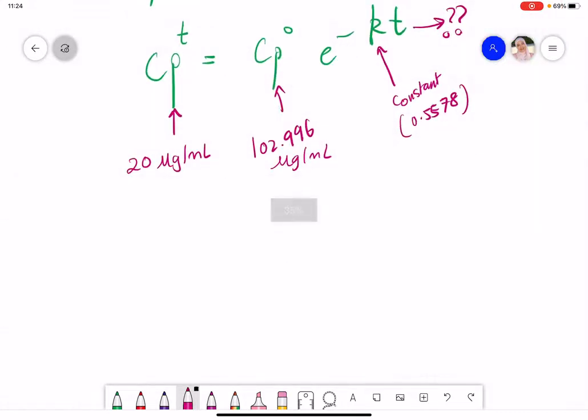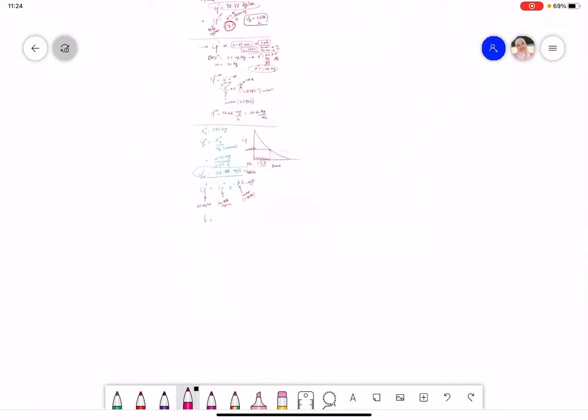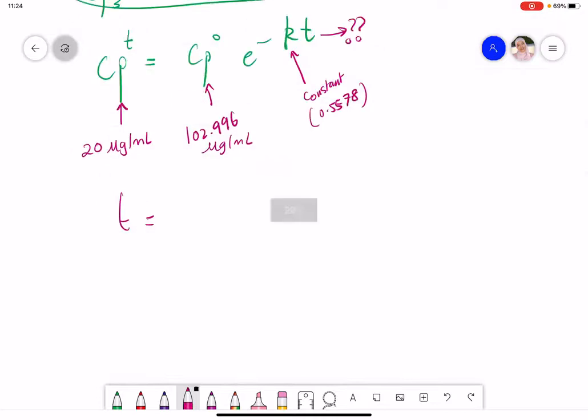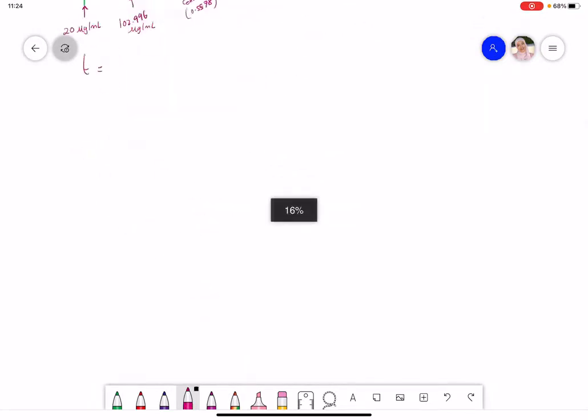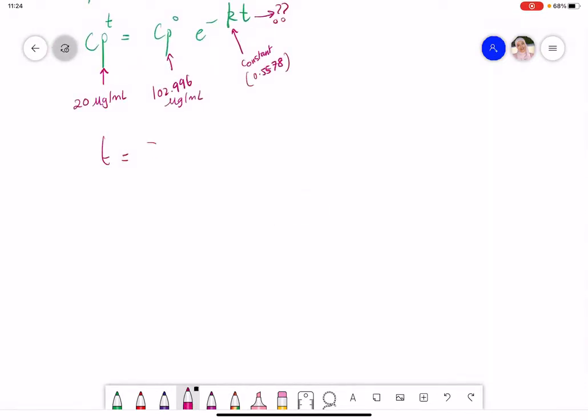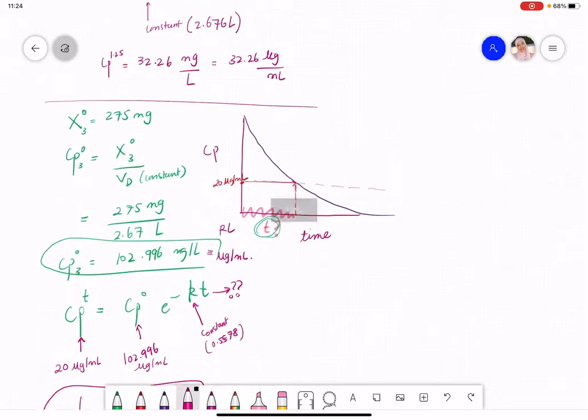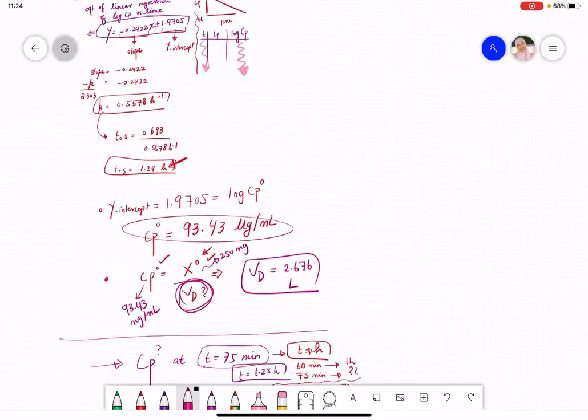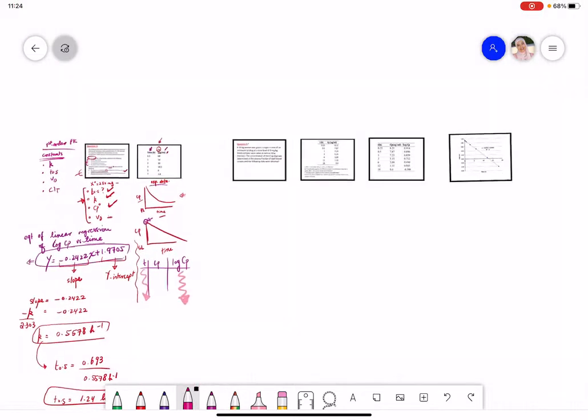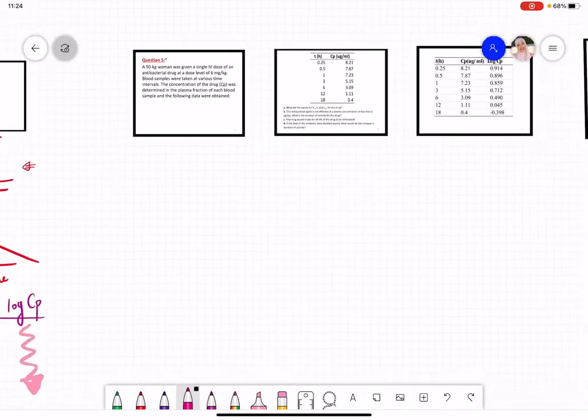Okay, play around with the equation that you have. You'll find that the time is equal to 2.93 hours. Okay, and by this we finish question 4, and I will continue in the coming video to start with question 8.